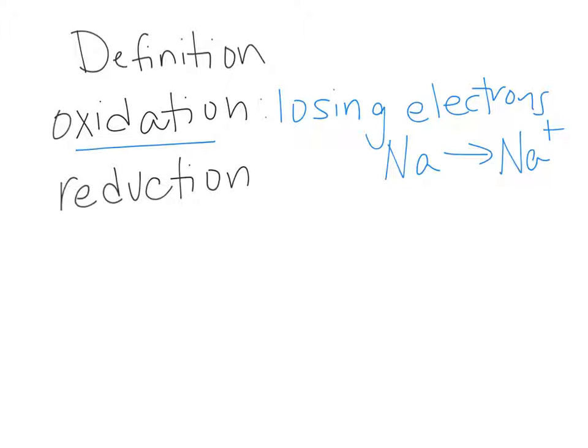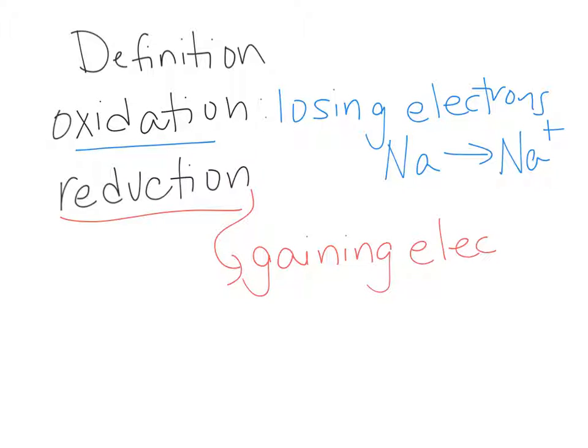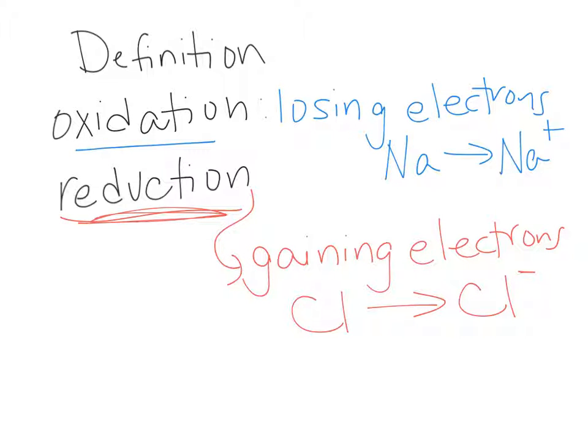Now let's give a definition of reduction. Reduction is, you guessed it, gaining electrons. An example of something being reduced, or of reduction, would be chlorine gaining an electron to become the chloride ion. That's an example of chlorine being reduced, or reduction.